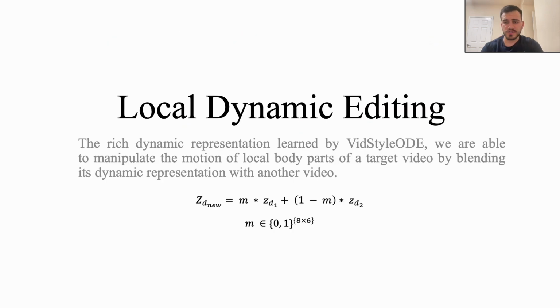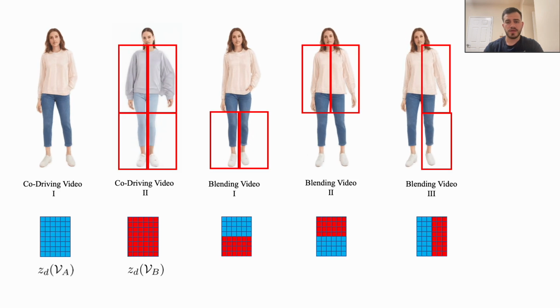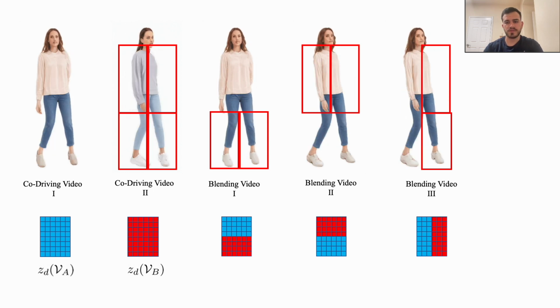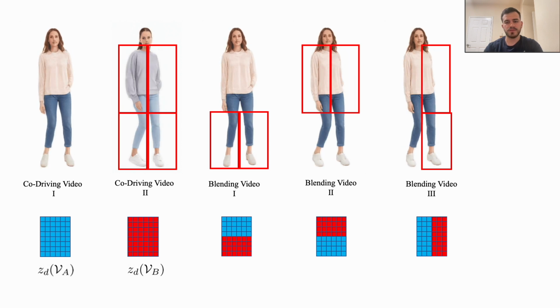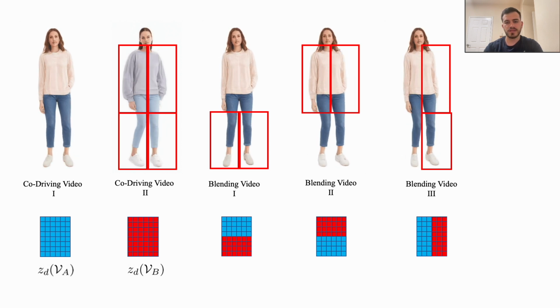We observe a spatial correspondence between the motion representation and the input video. This allows us to copy the motion of a specific body part by blending the motion representation of two driving videos. Here, in the third column, we copy the leg motion of the second driving video while keeping the upper body motion the same as the first column. In the fourth column, we copy the upper body motion while keeping the legs motion the same.